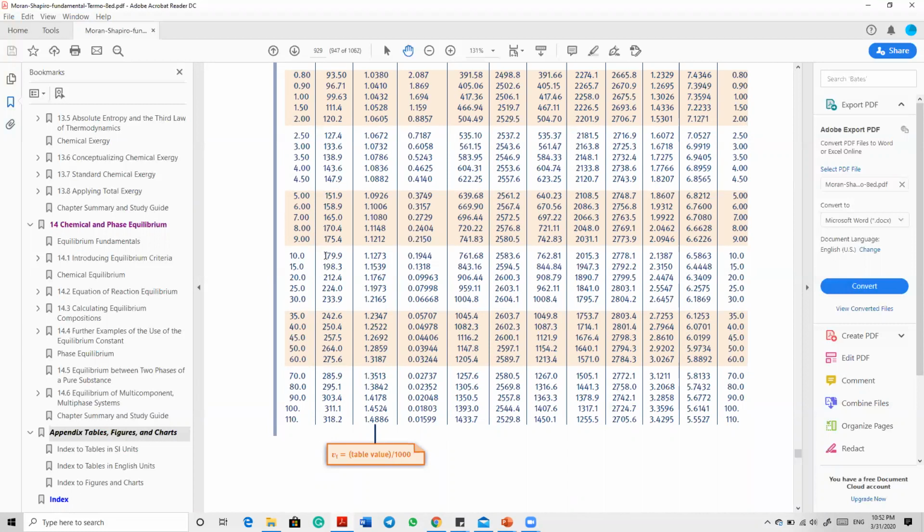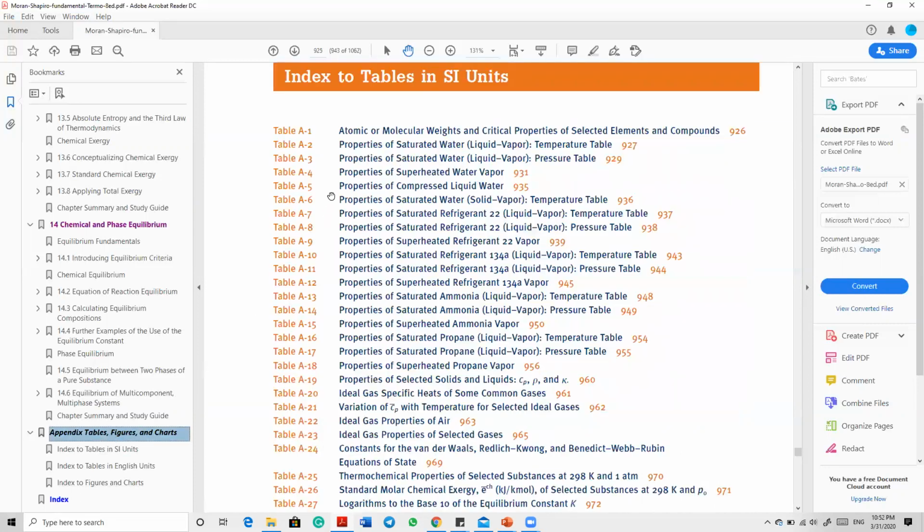You can go back to the tables that we discussed and check for the condition. At a given pressure, 10 bar, if the temperature is higher than the saturation temperature, Tsat, then you have superheated water. And that's the case for us. So let me go back and find the superheated water tables. Here it is, table A4, page 931.